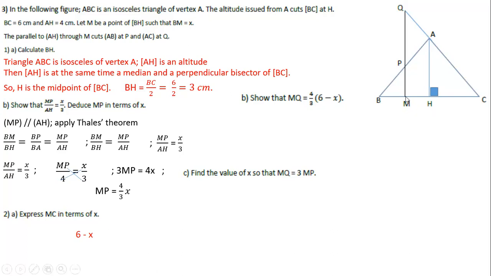Okay. MC, this part here, is a part of the segment BC, right? Yeah, BC. So MC is equal to what? It is BC minus what? It's BC minus BM. Yes, so MC is equal to BC minus BM. We have the measure of BC, which is equal to 6, and BM, which is equal to X. In this way, I express MC in terms of X. In this simple way, okay, Colin? So 6 minus X. Yes.